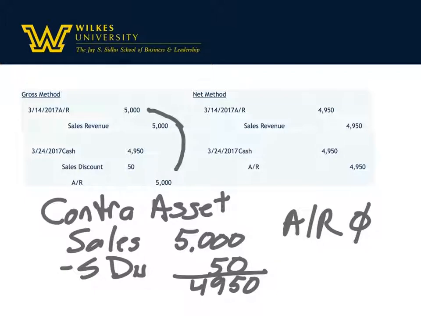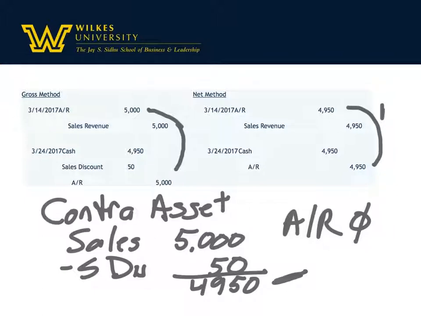Under the net method, you've got similar things. The net method assumed the discount would be taken. So the net method already took into account the discount of $50, and they just debit cash and credit accounts receivable for $4,950. They also make sure that the credit to accounts receivable matches the debit and is at the $4,950. Now notice for both of these methods, the net sales is $4,950.